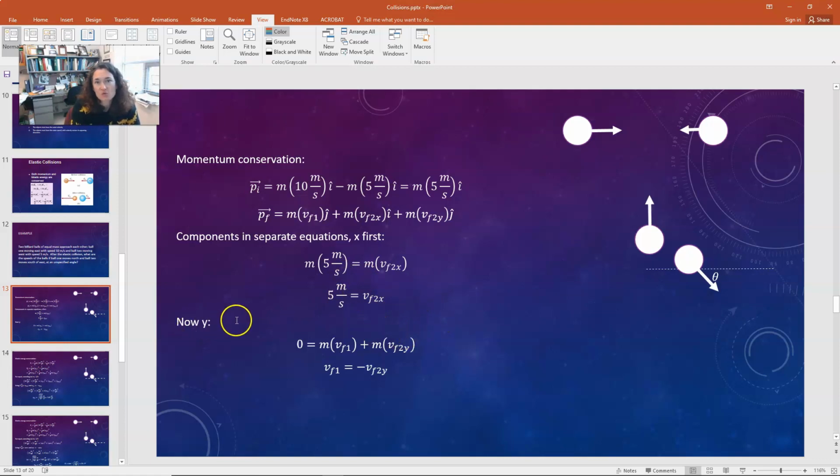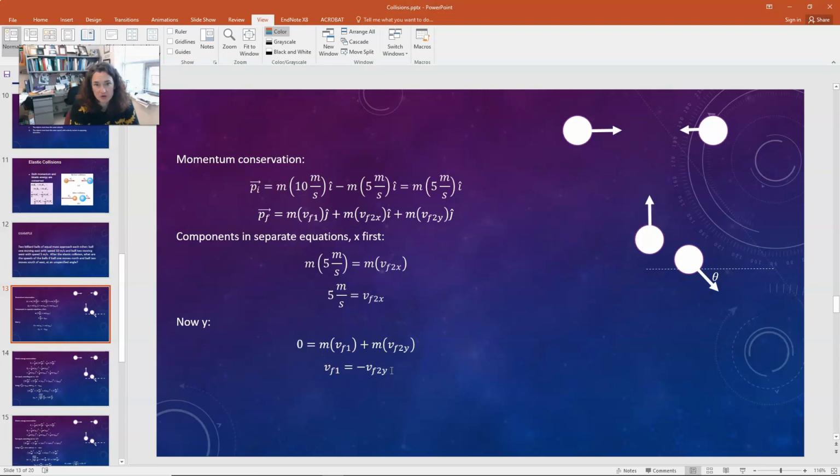Now, if I look at the y components, I've got no initial momentum in the y direction, so my initial y momentum is 0, and that's going to equal m v final 1 plus m v final 2 in the y. Okay, so there it is. Now I can cancel out my mass, and that gives me that v final 1 is equal to minus v final 2 in the y direction.